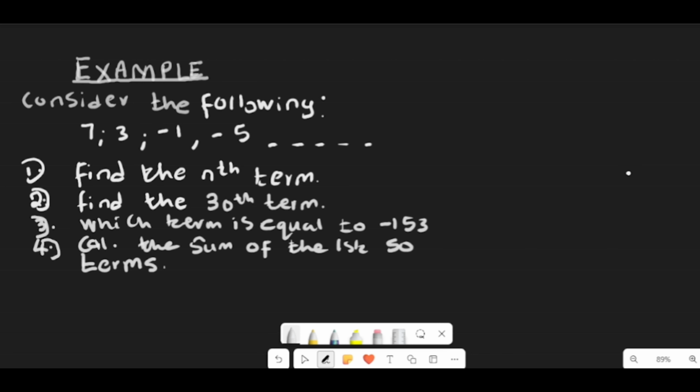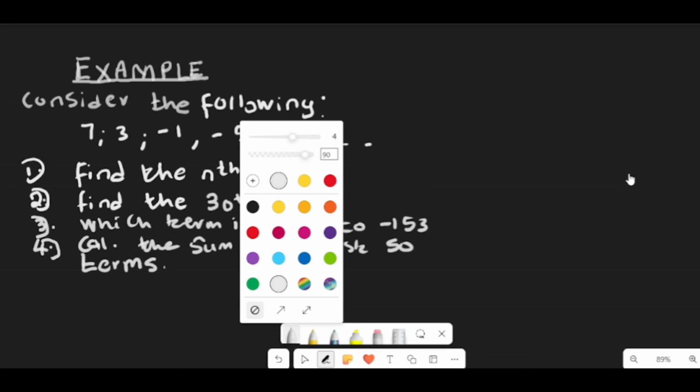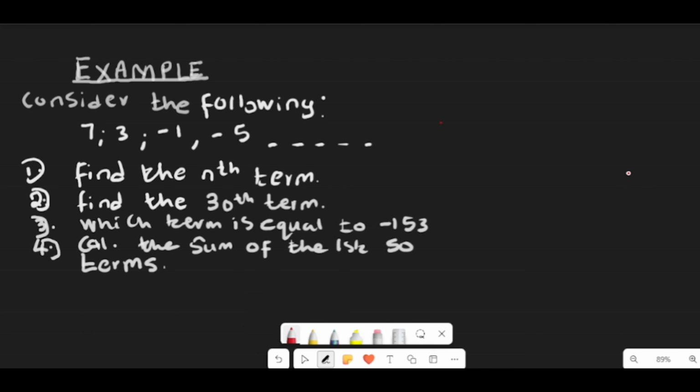Now let's go ahead and do the solutions. Let's start with number 1. Number 1 says find the nth term of the sequence. So our sequence here, we just need to write it down. It's 7, 3, then minus 1, and then minus 5.